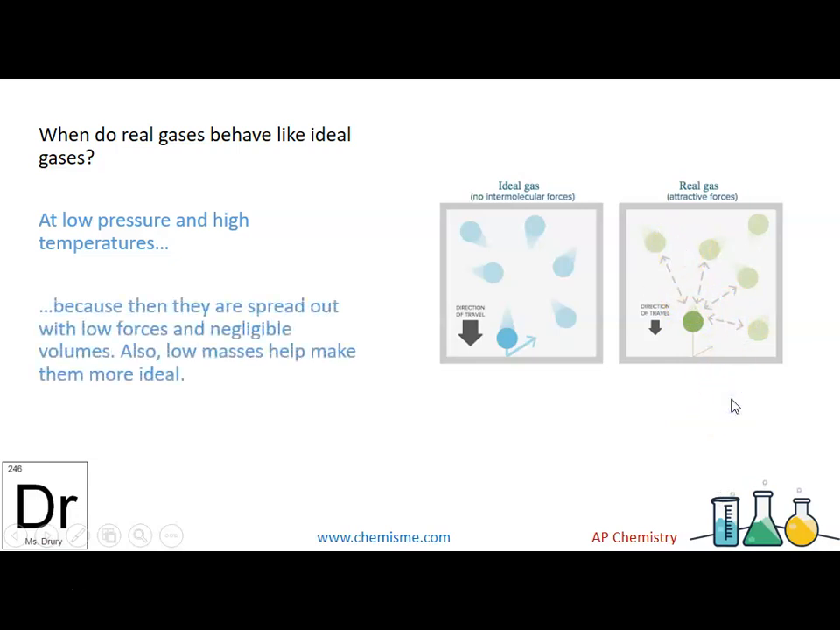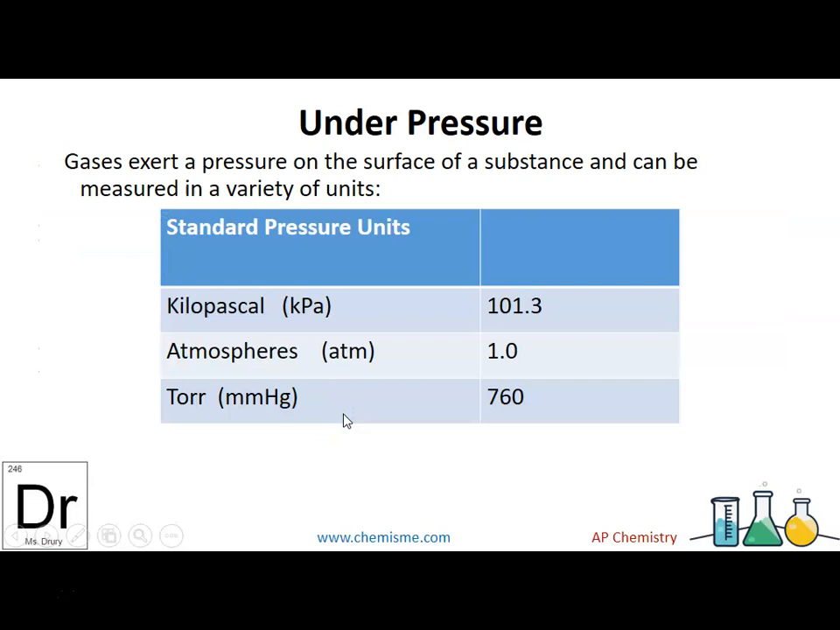In an ideal gas situation, they should be spread out so much that they have no forces, making those forces negligible, and making their volumes negligible, because the bigger they are, the more electrons they have, the more attractive force they should have. So to keep them more ideal, we should have low masses, so they have fewer electrons and less attraction. We should also talk about these pressure situations where you push the gases together. If you push the gases together, they might form attractions. And so we should talk about the pressures in terms of the units you'll see.